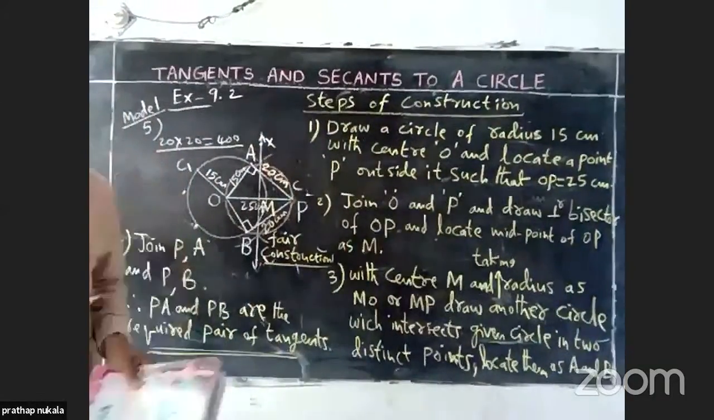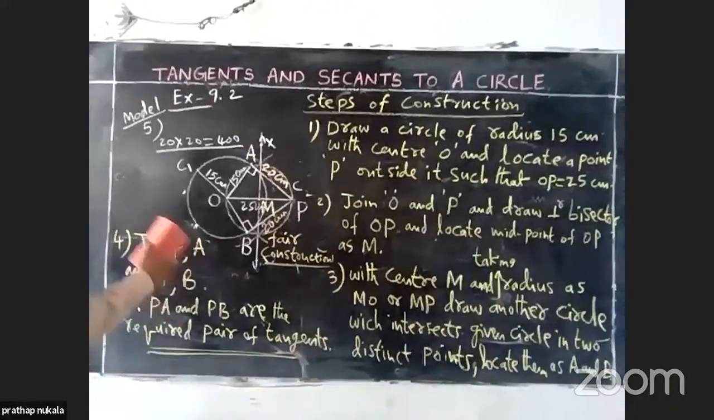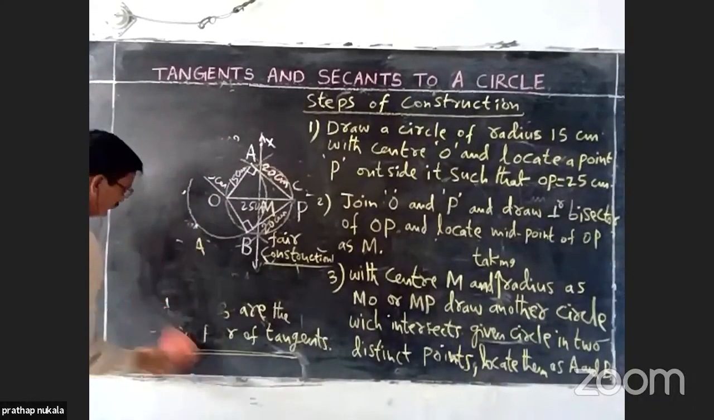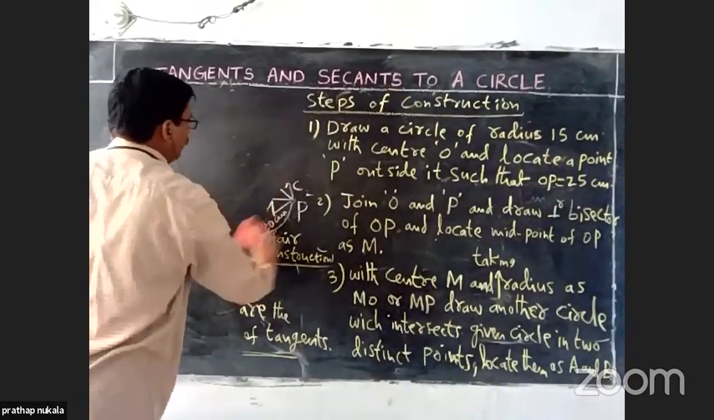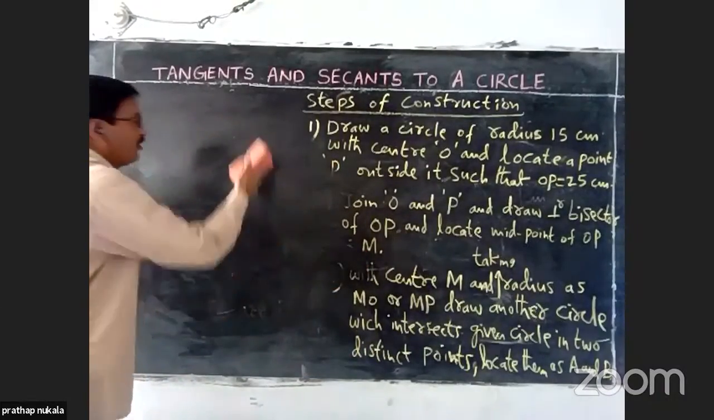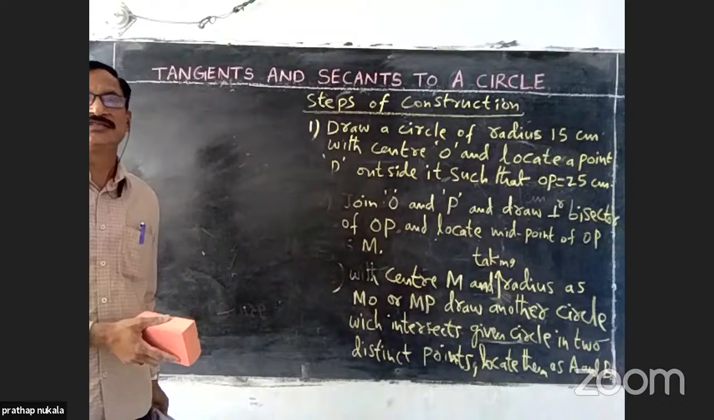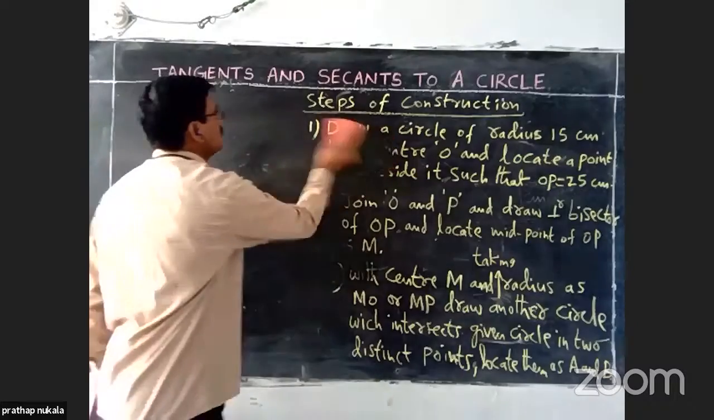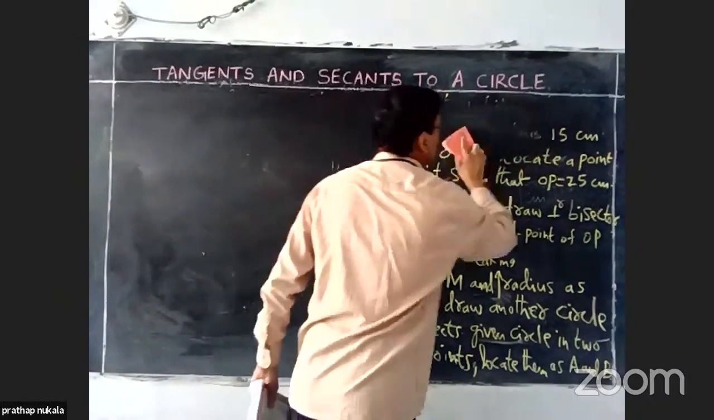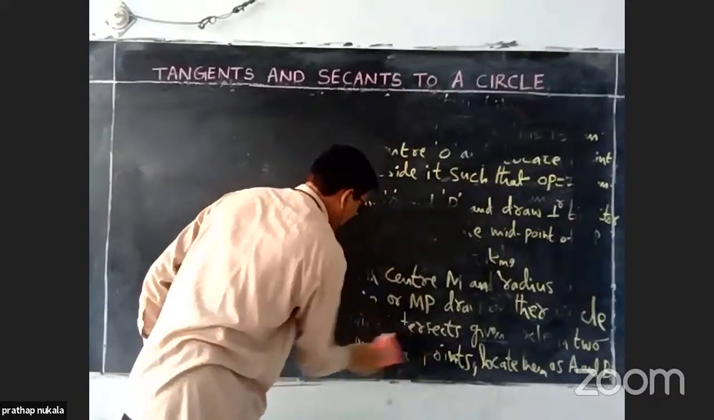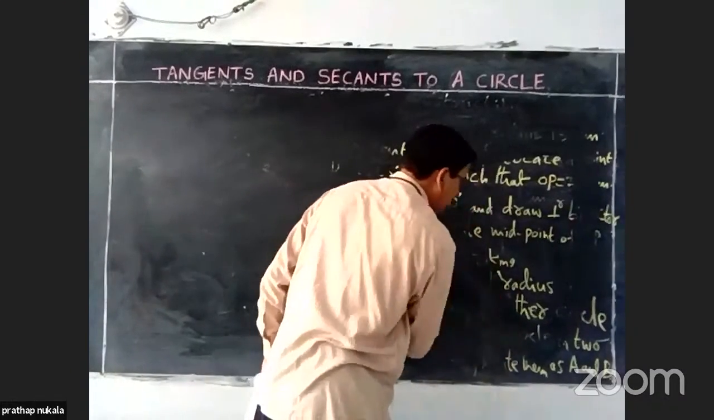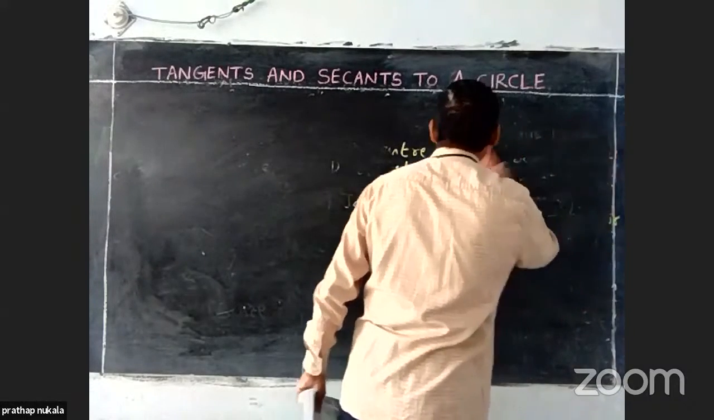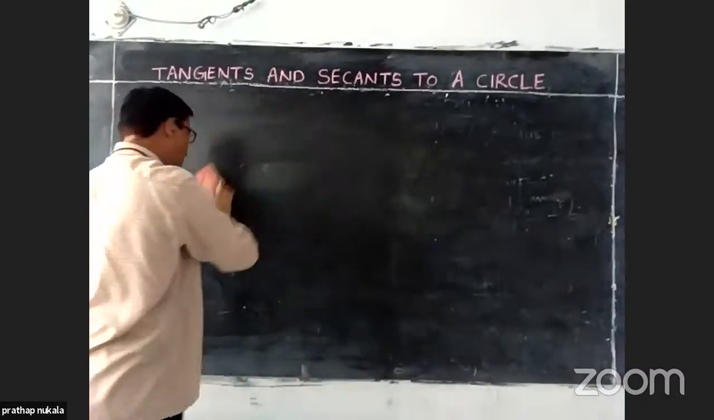Next, we can solve the remaining problems of exercise 9.2 after learning the statements given in the textbook. We have 4 statements given in the textbook. Those are very, very important for exercises 9.2 and 9.3. Most important statements.